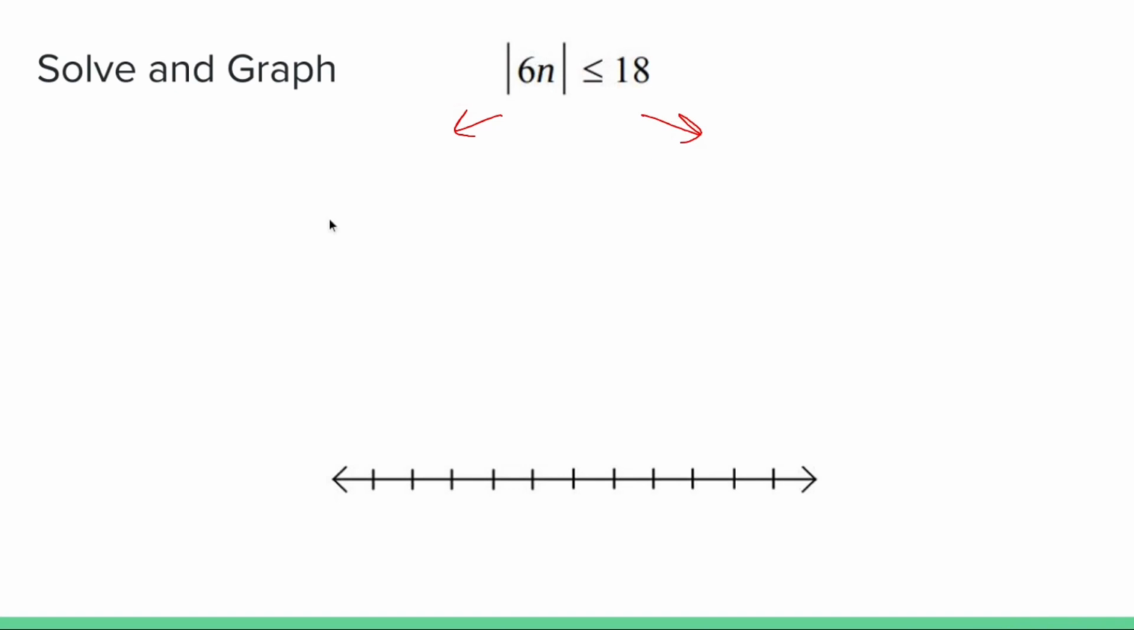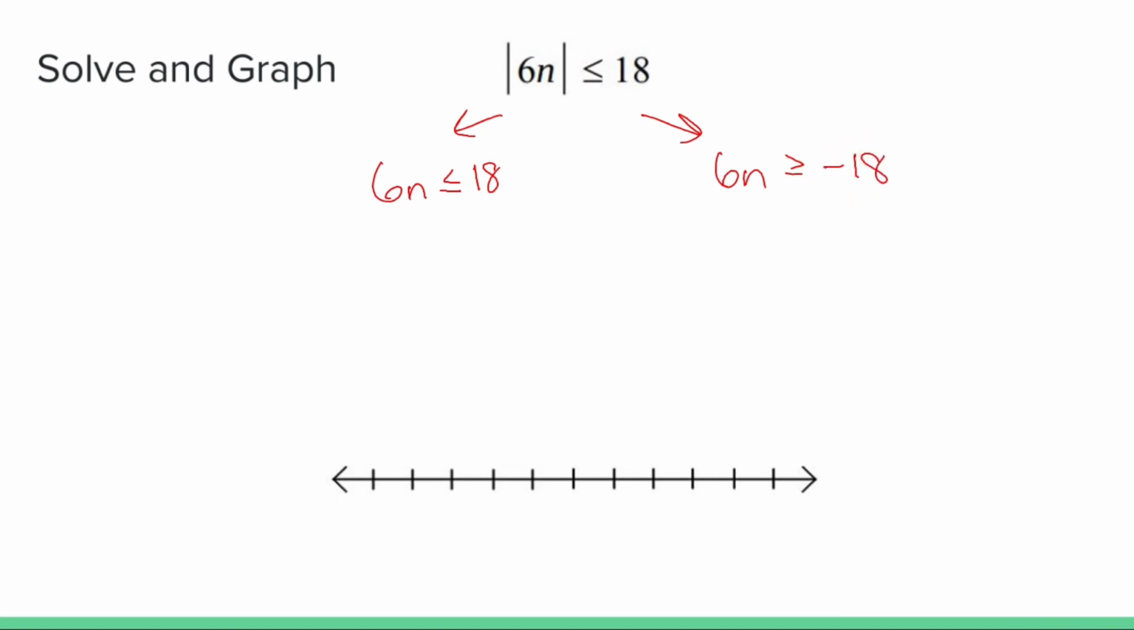You keep the left exactly the way it is for both of them. For one of the equations, you keep the right and the symbol exactly the same. So still less than or equal to and still 18. For the other inequality, you flip the sign and make that its opposite like so.